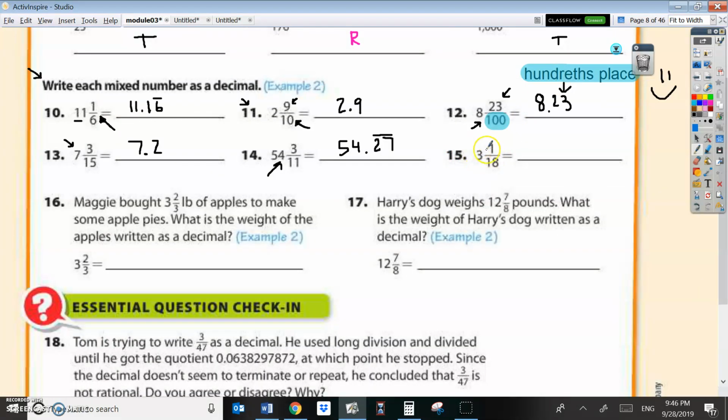Okay? 3 and 1/18. So just put the 3 in, and then 1/18 we need to convert that. But we'll have to do that in the next video.